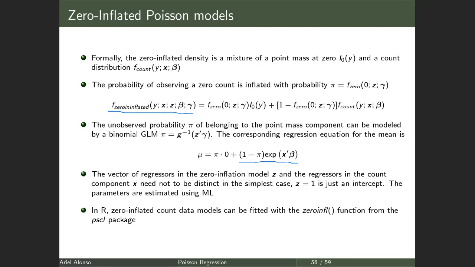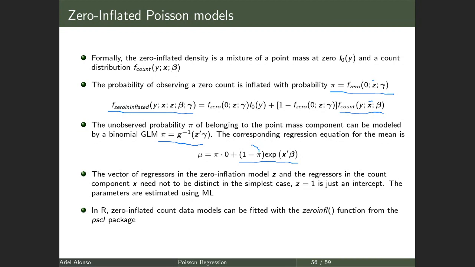And remember that this pi is also a model. Now, you can use the same covariates to model the pi and to model the Poisson. You can do that. You can use the same covariates for these two models, but you don't have to. In principle, you could have certain covariates to model the probability and different covariates to model the Poisson process, but they could be the same. Nobody says that they have to be different.